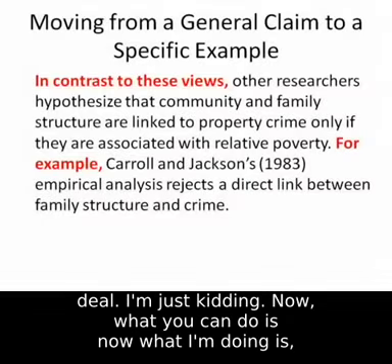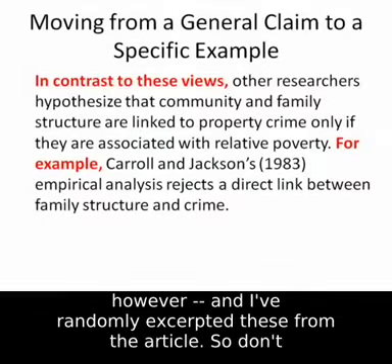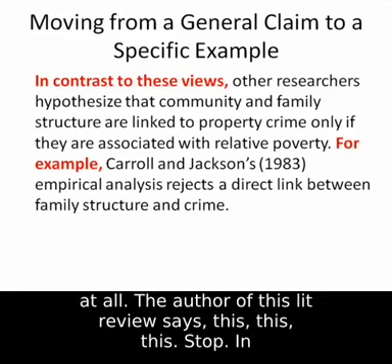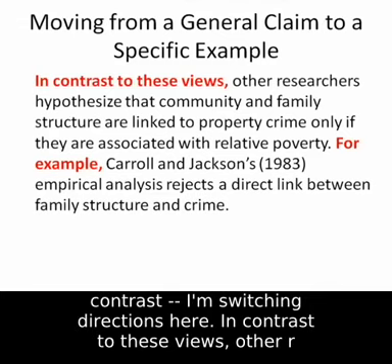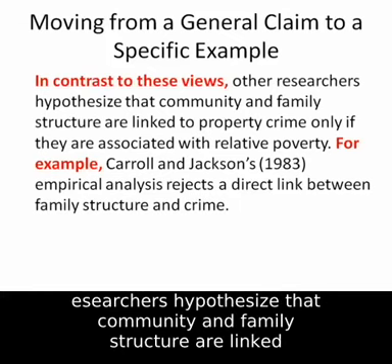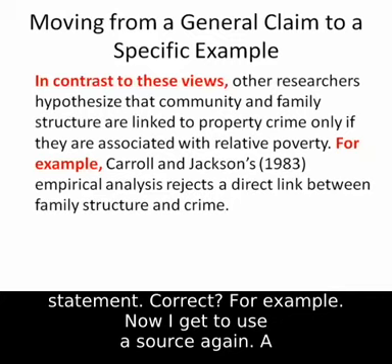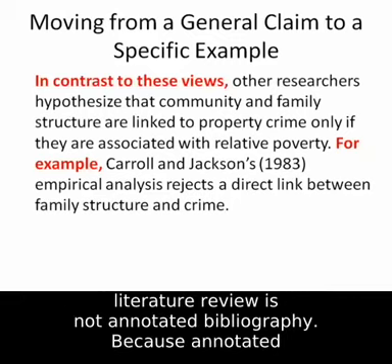Now, what I'm doing is, however, and I've randomly excerpted these from the article, so don't feel like you don't understand the article because we're not going in order at all, okay? The author of this lit review says this, stop. In contrast, I'm switching directions here, in contrast to these views, other researchers hypothesize that community and family structure are linked to property crime only if they're associated with relative poverty. General statement, correct? For example, now I get to use a source again.